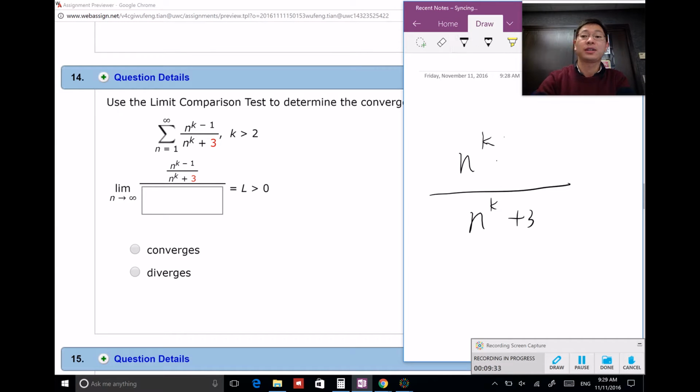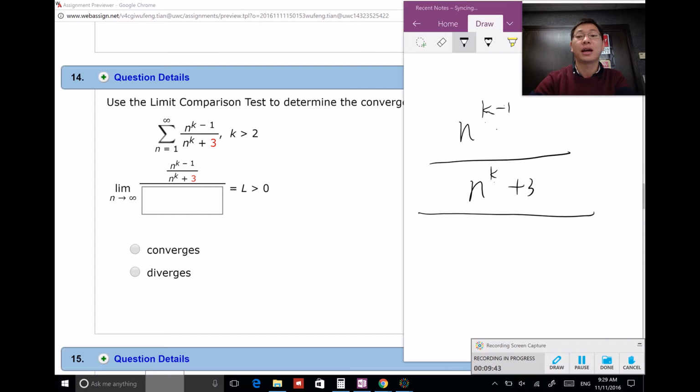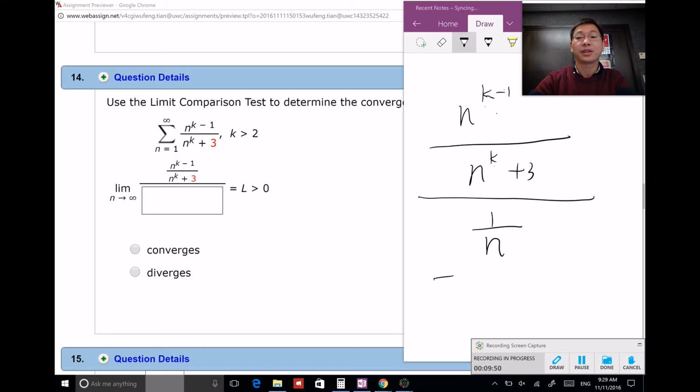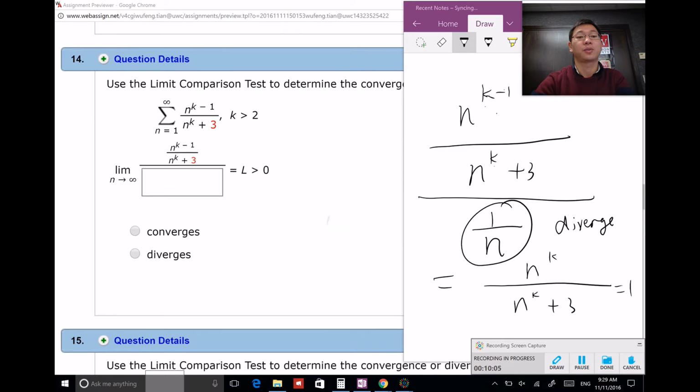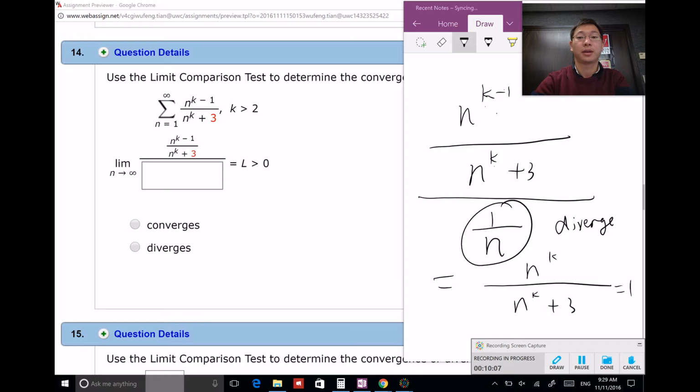Okay. So if it is on the power, then I just need to compare the difference of the degree. This is n to the k minus 1 power. This is the k power. So they have a first degree difference. If I divide by that, then they're going to have the same power again. Since this limit equals 1, and since this one diverges, this one will diverge as well. Thank you very much. Okay.